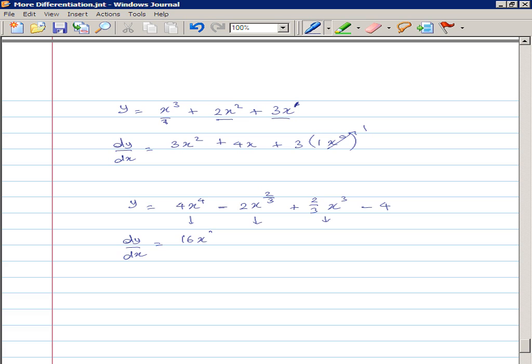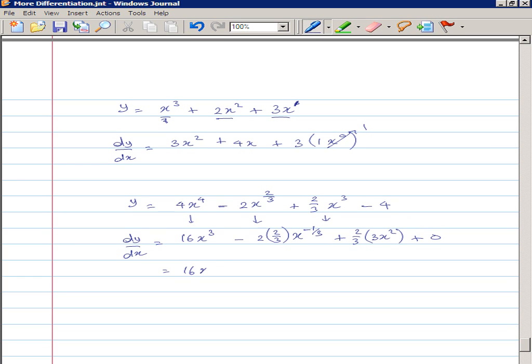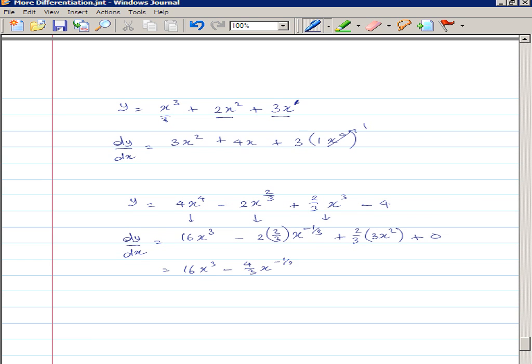So differentiating 4x to the power 4, bring this 4 to the front, so that would give 4 times 4, that gives 16x to the power 3, minus 2 times 2 over 3, times x to the power minus 1/3, because that's 2/3 minus 1. Then I have plus 2 over 3 times 3x squared plus a 0, because when I differentiate a constant, I get 0. So I can simplify this to get 16x cubed minus 4 over 3 x to the power minus 1/3 plus 2x squared.